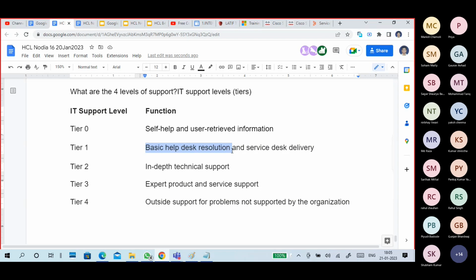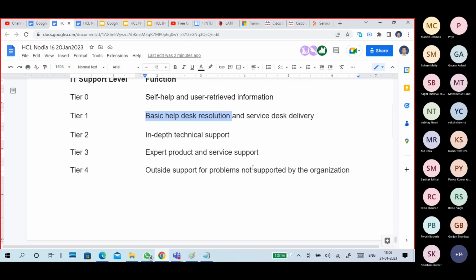Okay, level 3 is expert in product and service support. There is product support, and service support with expert knowledge. Level 4, meaning tier 4, is outside support for problems not supported by the organization. It's an individual-level person who works for 3-4 organizations, and when any issues occur, they are supported by this person. So it's an outside consultant type. Level 4 is a kind of consultant. Okay, these are the different service desk levels.